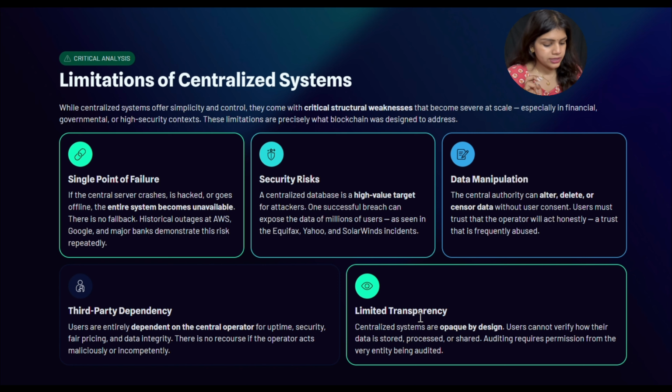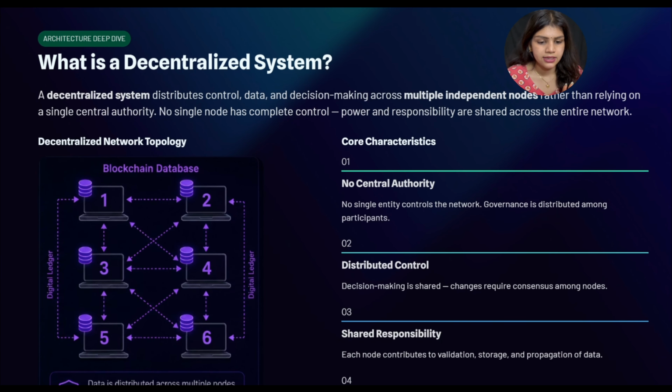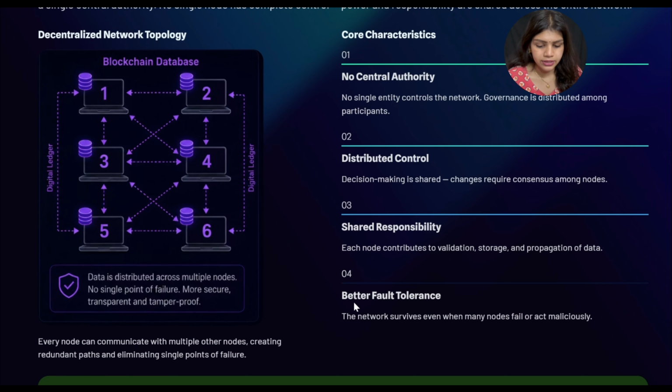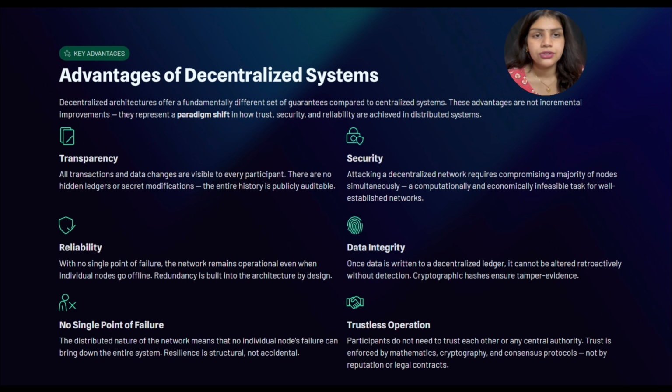Then the limitations are single point of failure, security risk, data manipulation, third party dependency, and limited transparency. Then a decentralized system is where decision making depends on multiple independent nodes, and there is no single authority. Okay, and you can see in this picture also that every node is connected to other nodes directly. There is no central authority, control is distributed, and every node has its separate ledger. Okay, distributed control, shared responsibility, and better fault tolerance. Okay, advantages of decentralized system are transparency, security, reliability, data integrity, no single point of failure, and trustless operation.